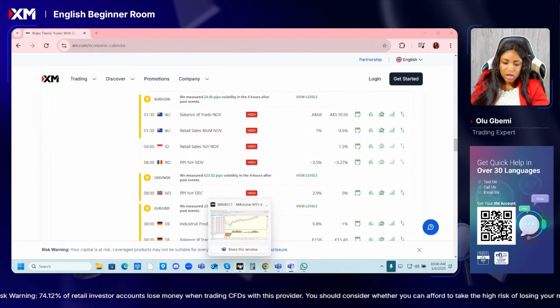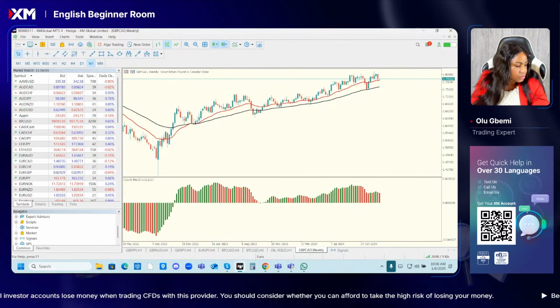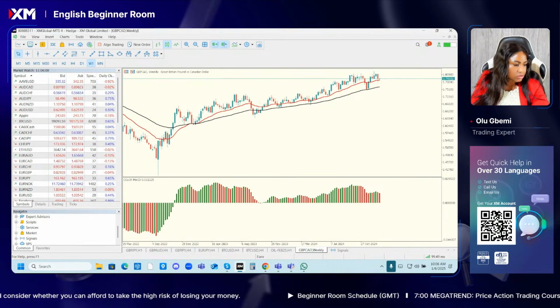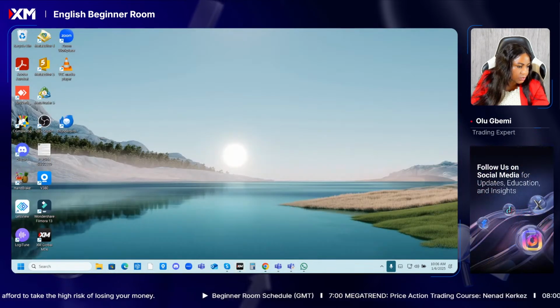Let's move on and discuss how we will analyze the market for the week. When it comes to the heart of buying and selling, what do we look out for?